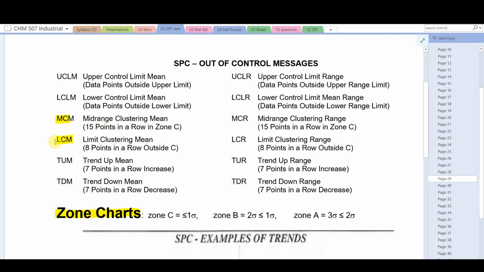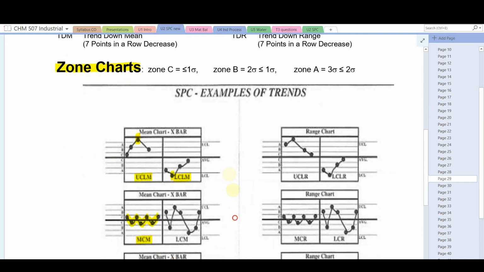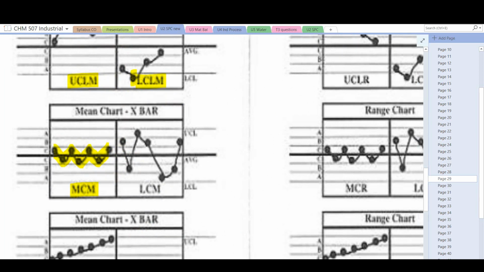The next one we're going to look at is LCM. It's a limit clustering mean involving 8 or more points in a row outside zone C. So if you have 8 or more points in a row that never fall in zone C, that's out of control. That's called a limit clustering mean. 8 or more consecutive points that do not fall in zone C.